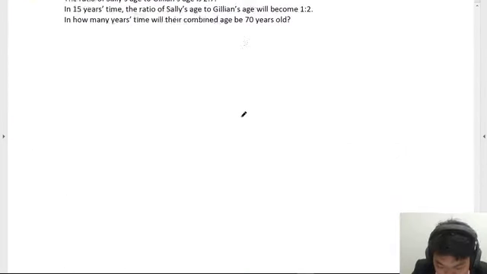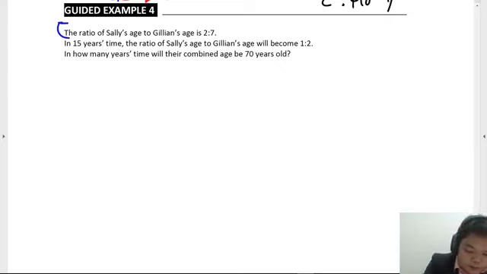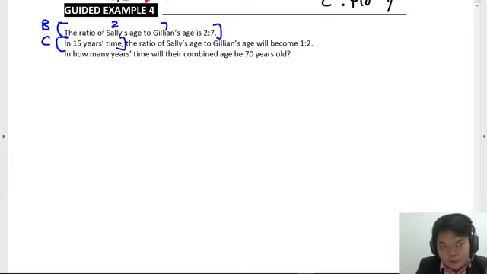So now let's move on to number 4. Okay, so this was the question that I posted. Technically it's not very difficult. You just need to know how to break it down and be very clear about which information to use. Now, the ratio of Sally's age to Jaden's age is 2:7, so this was before anything happened. In 15 years' time, there is going to be a change. The ratio of Sally's age to Jaden's age will become 1:2.